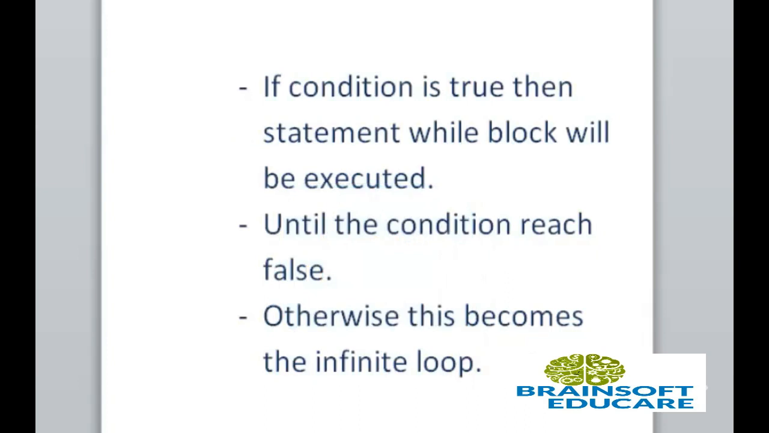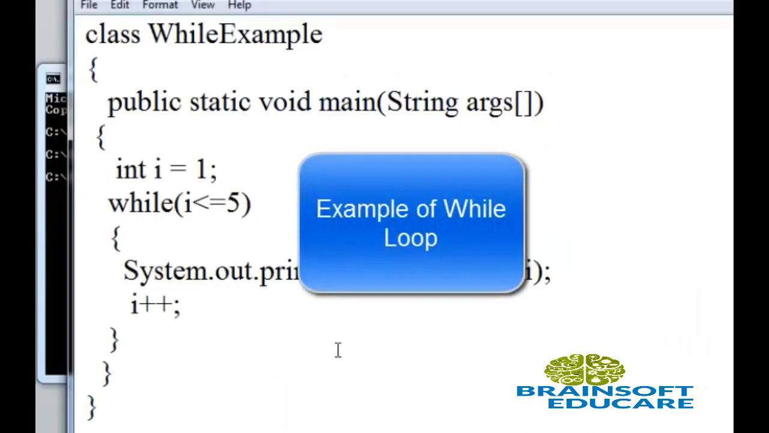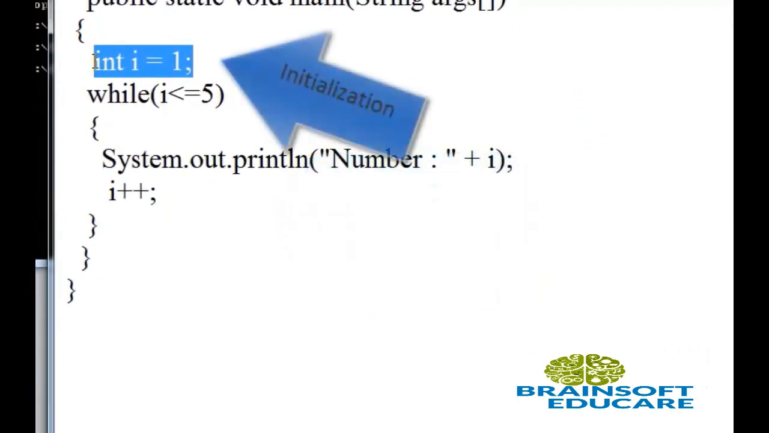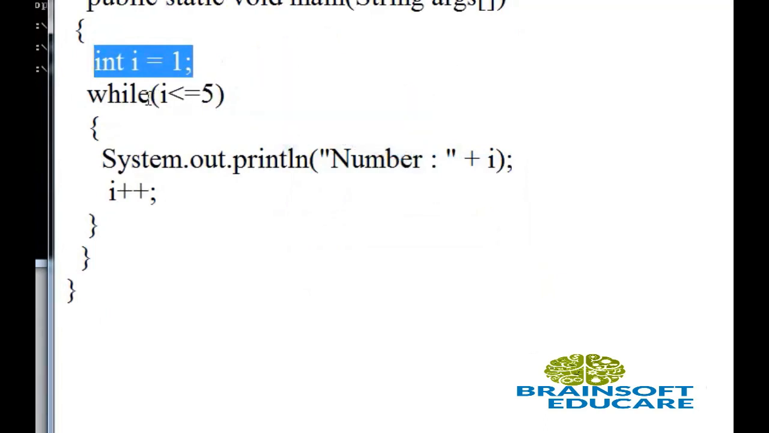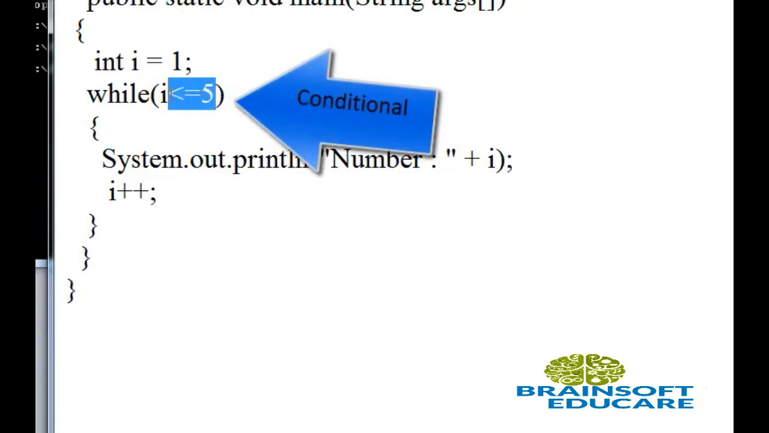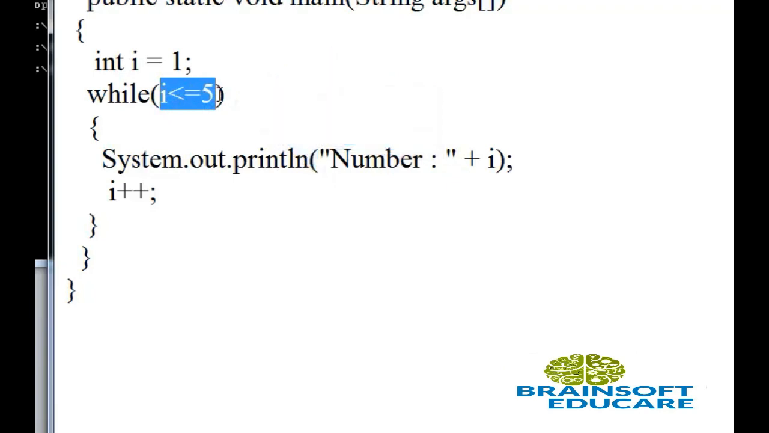To clarify your idea about while loop, let's go through the example. This is the example of while loop. Here, this is the initialization process. Value 1 is assigned to integer variable I. This is the while keyword, and here it is the condition. It means this loop will be stopped when the I value reaches 5.